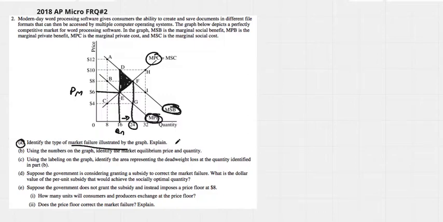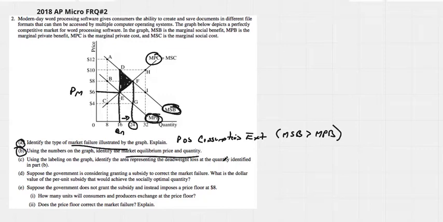So then a type of market failure: positive consumption externality. How would we know? Because MSB is greater than MPB. All right, using the numbers on the graph, identify the market price and quantity. We did that, 6 and 16.